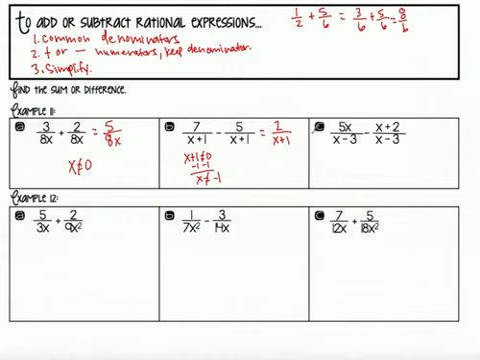On 11C, I've got 5x over x minus 3 minus x plus 2 over x minus 3. So my denominators are the same, which is good. I'm going to keep that x minus 3 on the bottom. But the problem with this one is that my numerator for the second fraction has two parts to it. So I need to make sure that I distribute that negative to both parts. So that means on the top it would be like having 5x minus x minus 2.